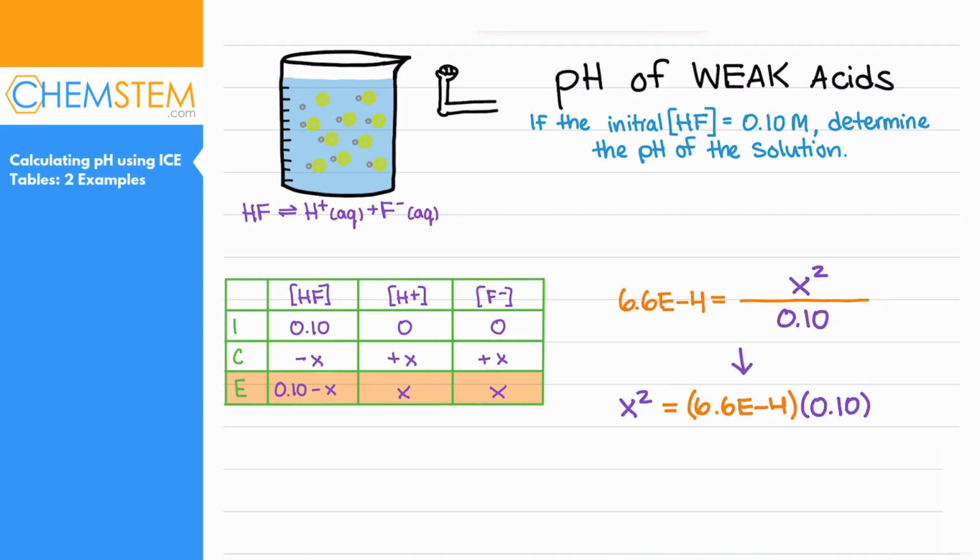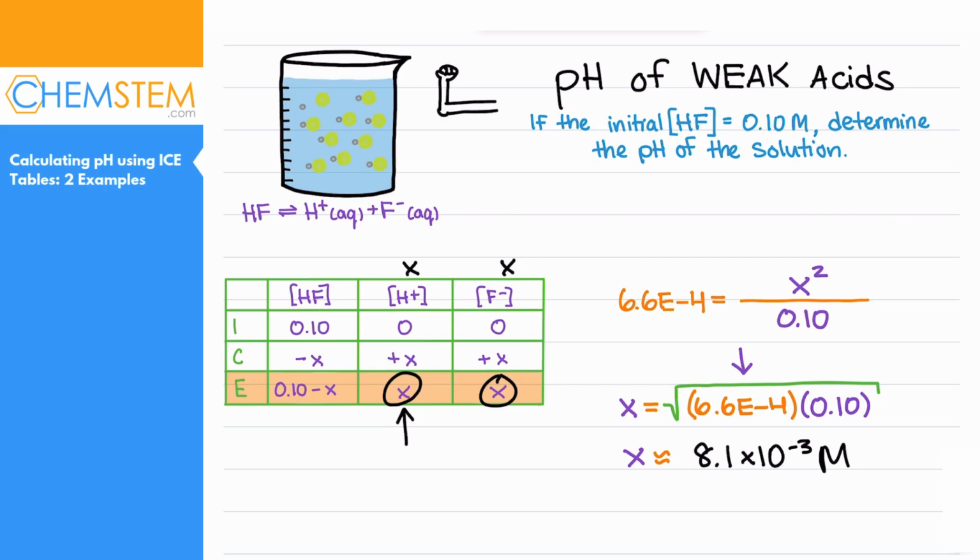So here we have this step of just isolating x squared from the rest of it, and then we need to take the square root of both sides. At this point, the math is pretty simple. We're going to get roughly 8.1 times 10 to the negative 3 molar. But that is not your answer, because remember, we just calculated x, which is equivalent to these. So we want to know what is the final concentration of the hydrogen ion, which we just determined.